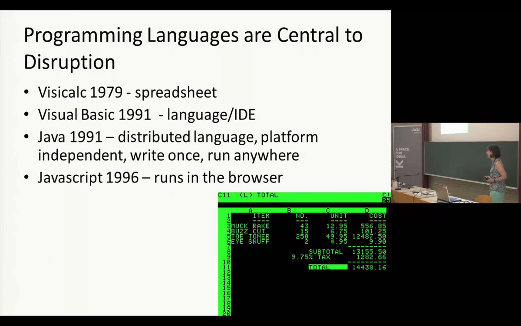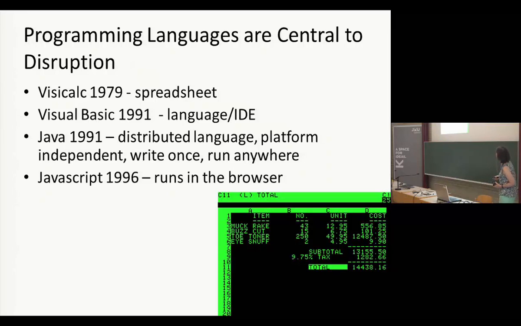According to Felienne Hermans, who is sort of the spreadsheet expert, she's a professor at TU Delft, 95% of all financial reporting is done on spreadsheets. So it's almost definitely the number one programming language we have is Excel right now.